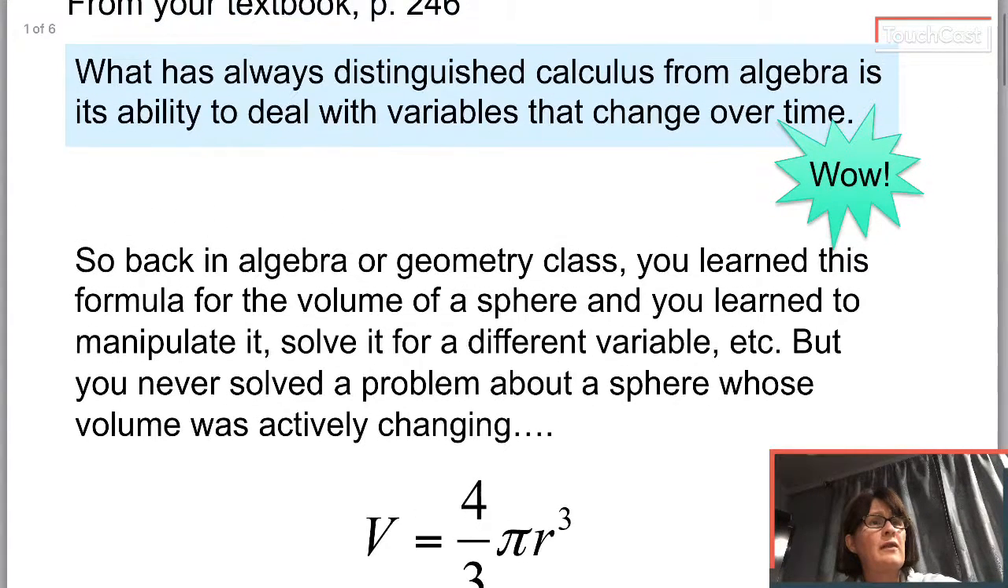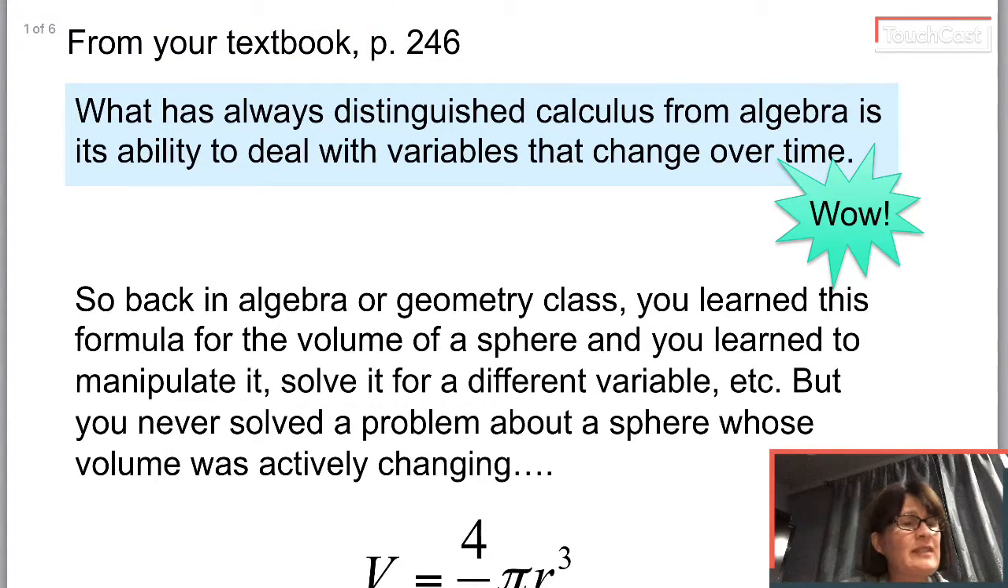Right, so chapter 4 is all about ways that we can use derivatives to answer questions and solve problems. So how can we use everything that we learned in chapter 3? I have this quote from your book: "What has always distinguished calculus from algebra is its ability to deal with variables that change over time."